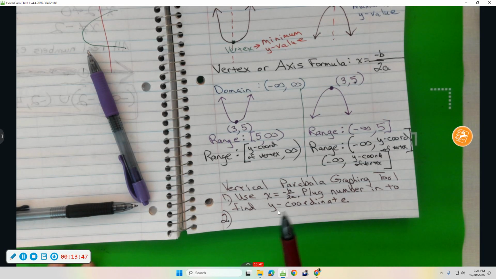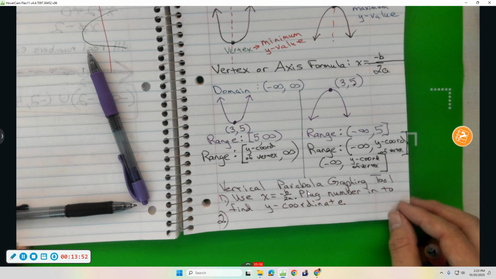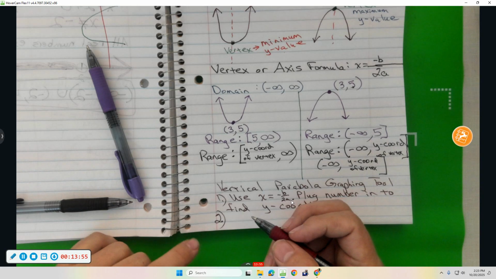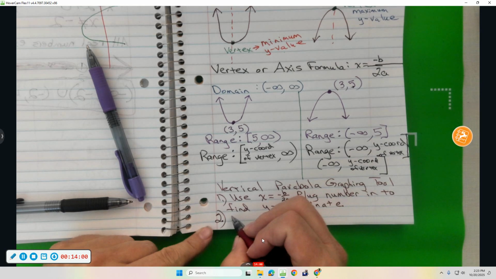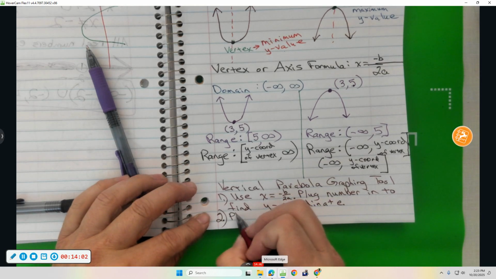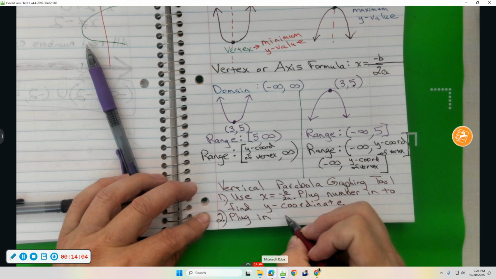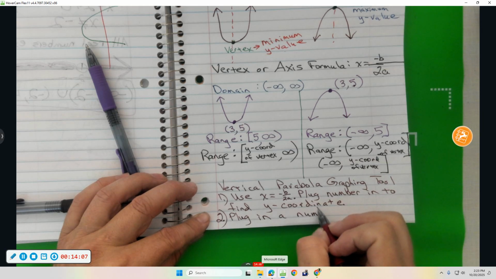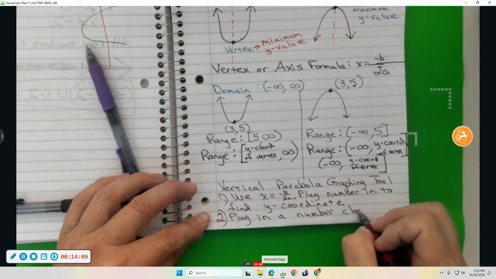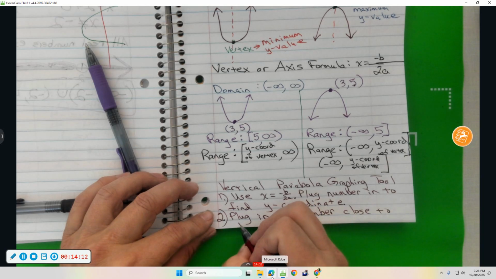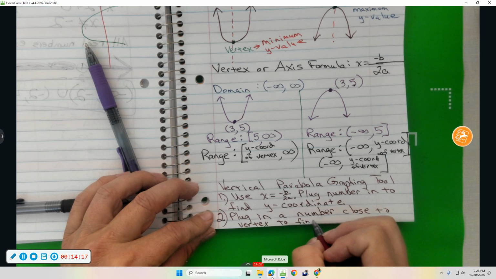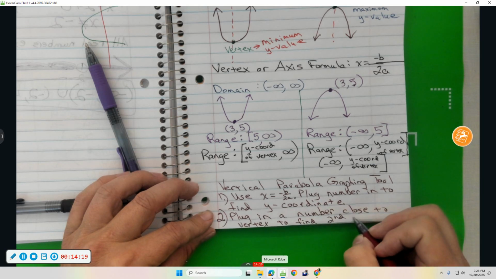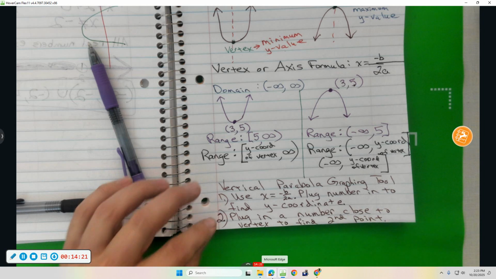This graphing tool that we're using today works like the absolute value graphing tool. I'll say, choose an x value close to the vertex and plug in a number close to the vertex to find the second point. You're going to need 2 points, the vertex and some other point.